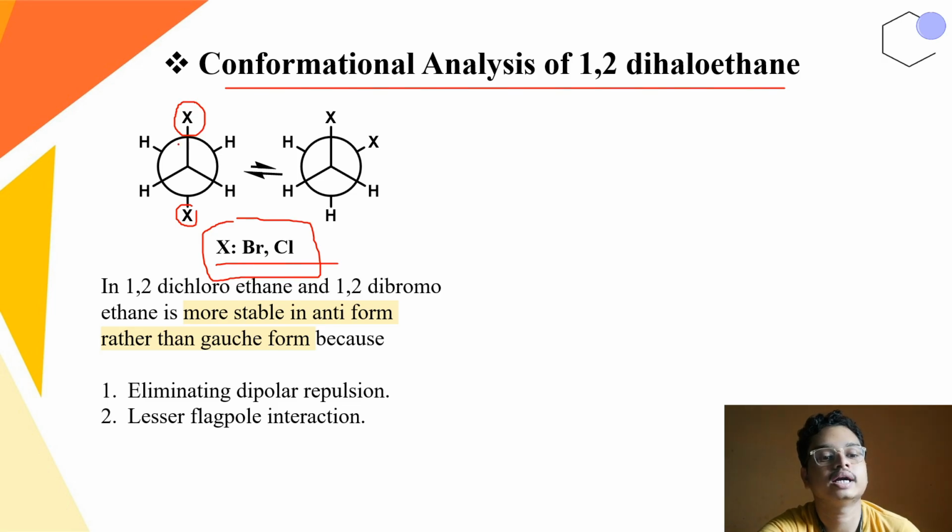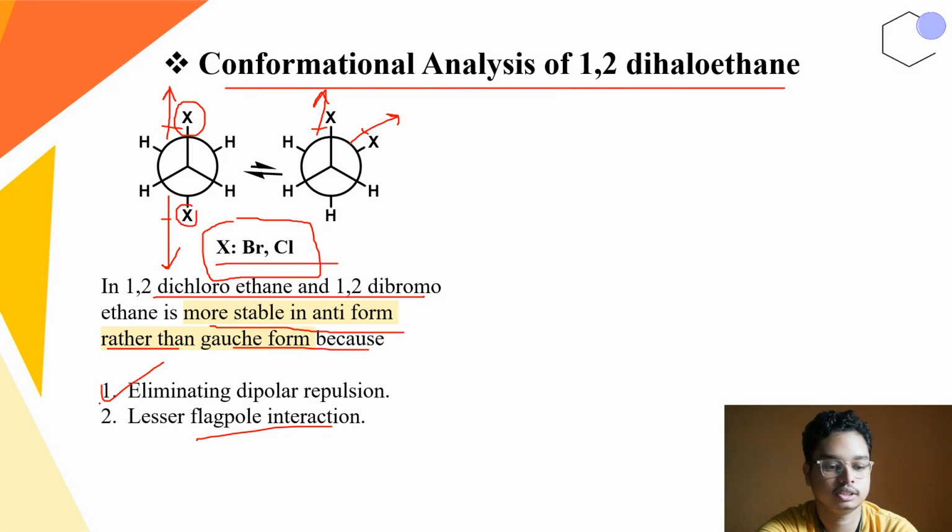Okay, so what happens is that when these groups are present in the anti position, their dipoles cancel each other, and this makes the anti-conformer stable over the gauche conformer, because in gauche there is a resulting dipole, but here the dipole is zero. Also, since these two bulky groups are poles apart, they eliminate the van der Waals interaction. That's why in the case of 1,2-dichloroethane and 1,2-dibromoethane, the more stable form is the anti form rather than the gauche form, because of these two reasons.